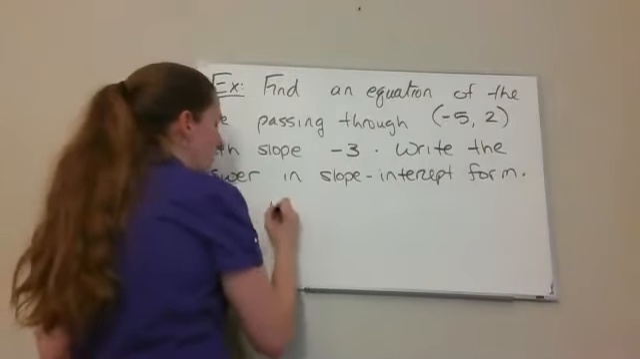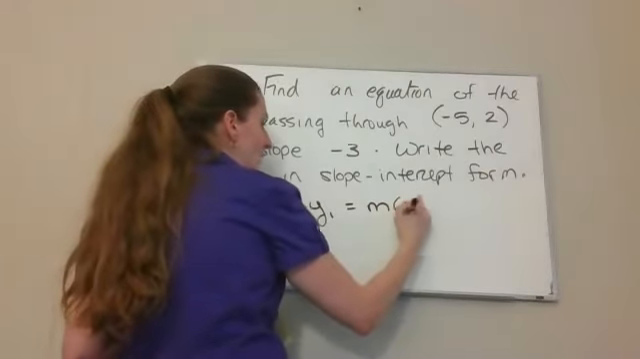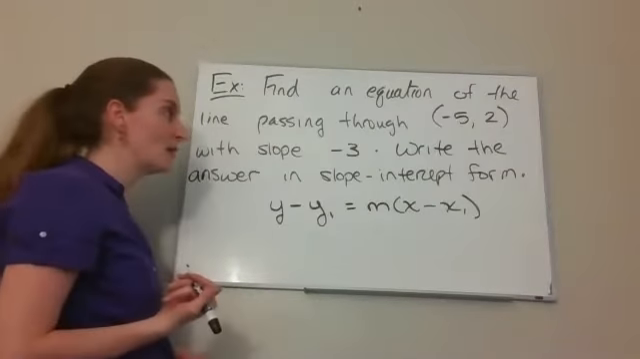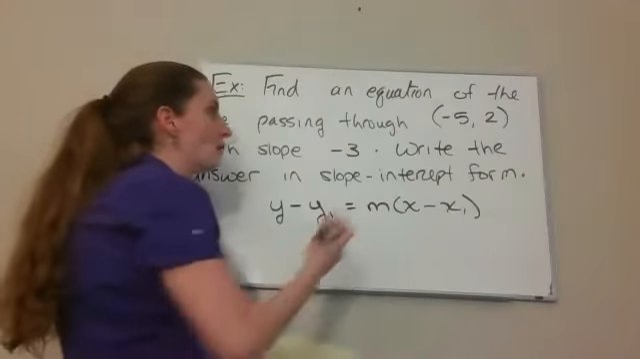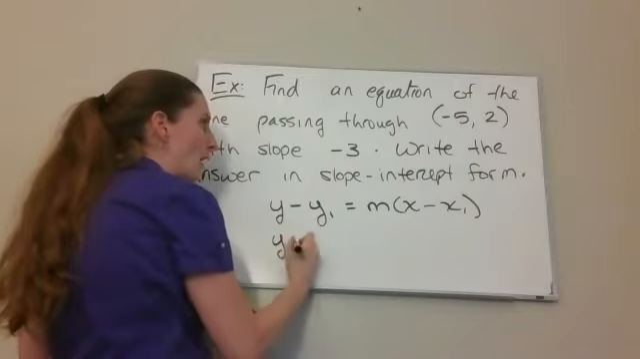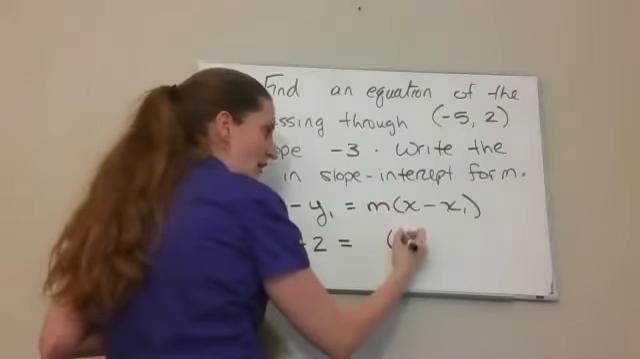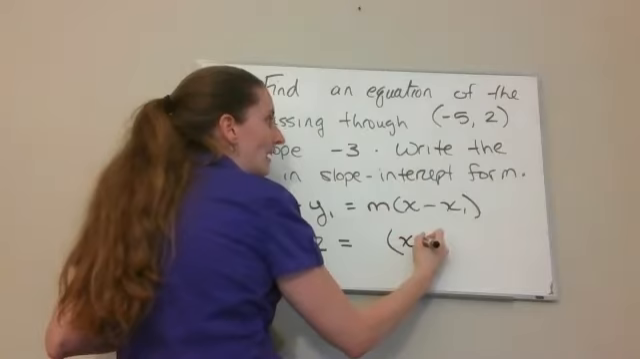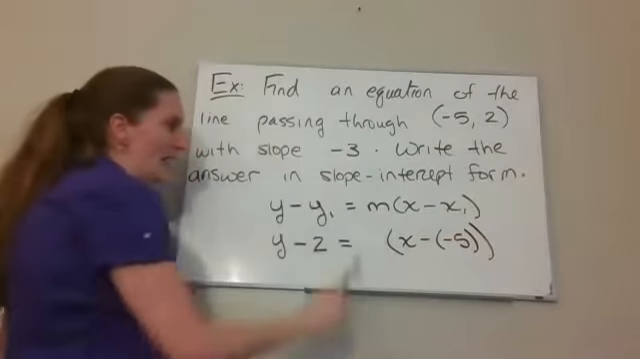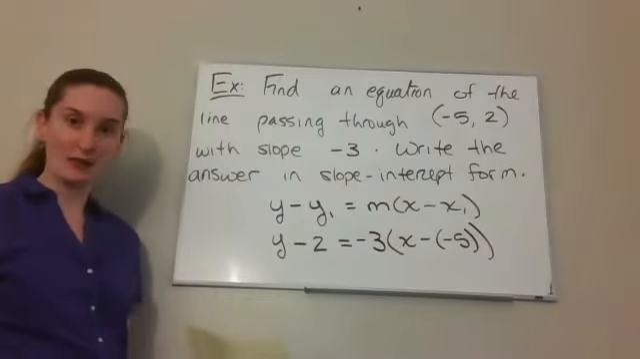So as a reminder, point-slope form is y minus y1 is m times x minus x1. And then we just have to put things in the right places. The x1 and y1 are my x and y coordinates of that point. So I'm going to have y minus 2 equals, and I'll fill in the m in a little bit, x minus my -5. My m is my slope, which they tell me is -3, so I just plug that in right there.